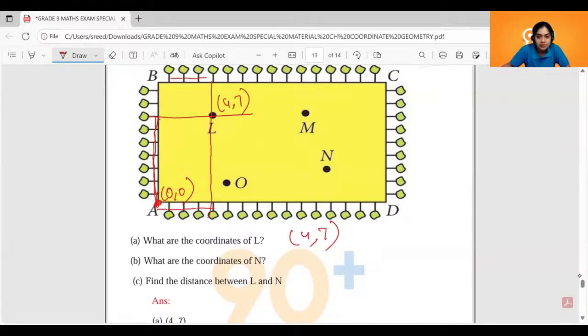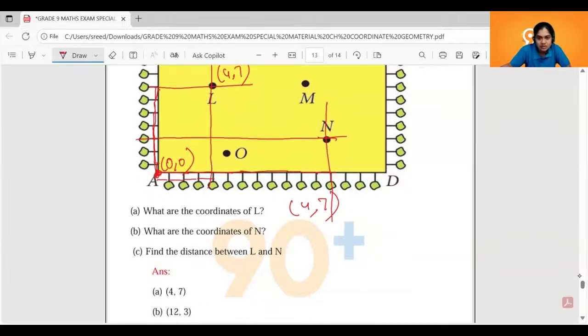Correct. What are the coordinates of N? Let's count. 1, 2, 3, 4, 5, 6, 7, 8, 9, 10, 11, 12. First, you draw the perpendiculars through N. So it's meeting the x-axis at the point 12, right? 12 units away from the origin. So that is 12. You got the x coordinate. What about y? It's 1, 2, 3, right? 12, 3, correct. N.